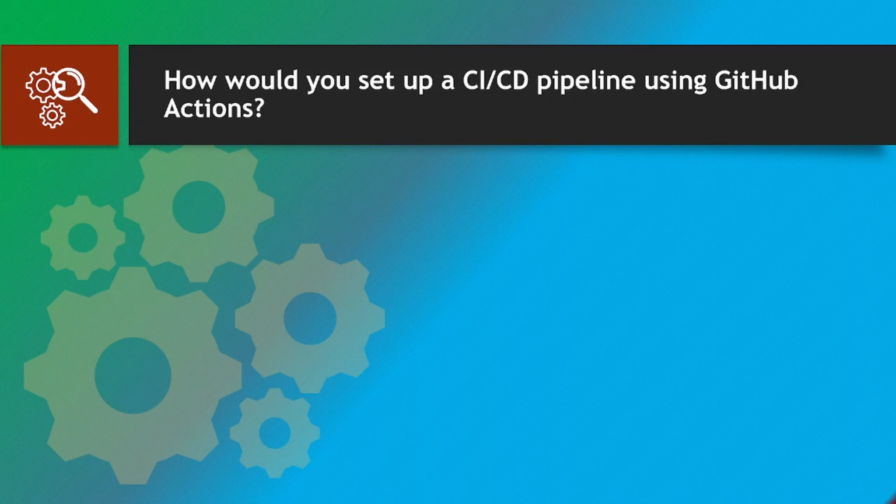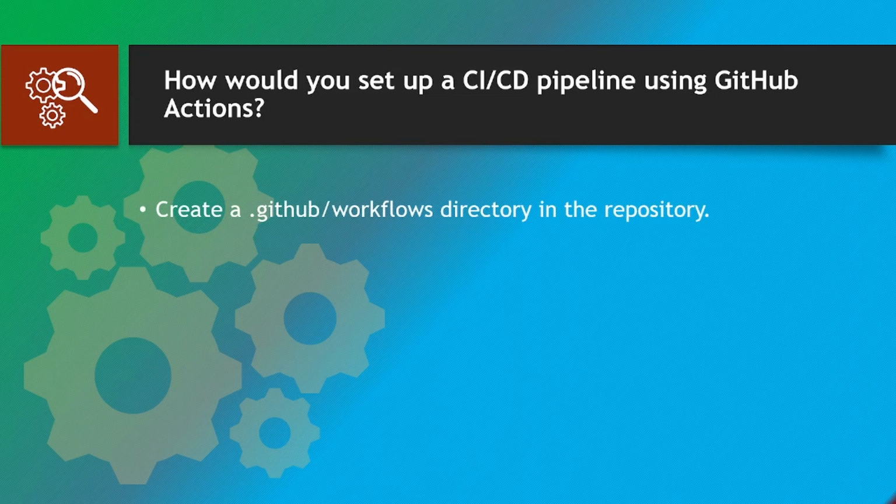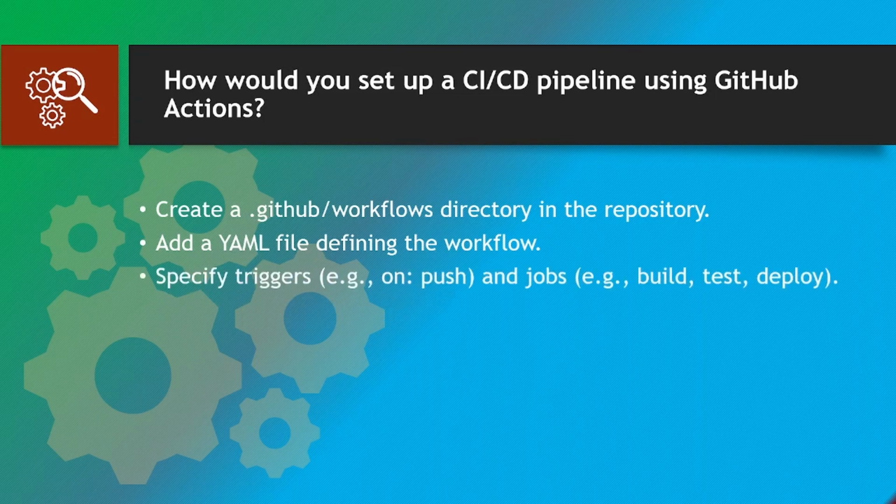How would you set up a CI/CD pipeline using GitHub Actions? Create a .github/workflows directory in the repository. Add a YAML file defining the workflow. Specify triggers, for example on push, and jobs, for example build, test, and deploy.